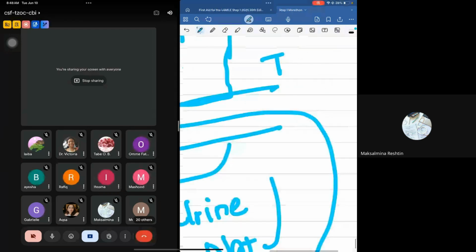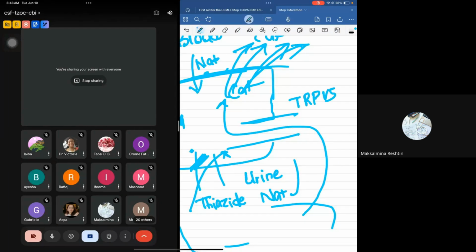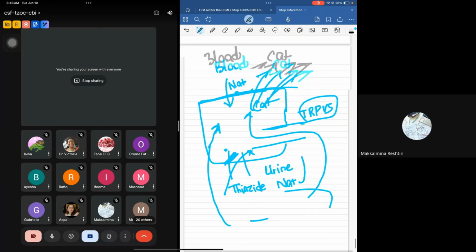This is something that you guys don't need to know, but just in case. So these are the TRPV5 calcium channels. These are going to get activated when the calcium inside the cells is going to be less. So more calcium is going to get reabsorbed back into the blood, right? Less calcium is going to be excreted into the urine.